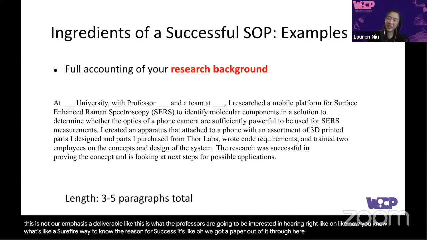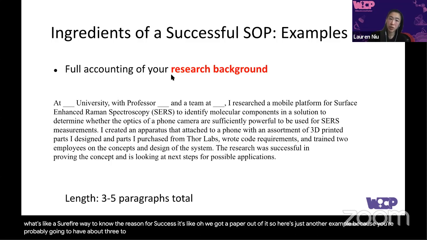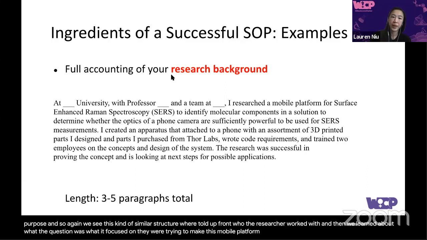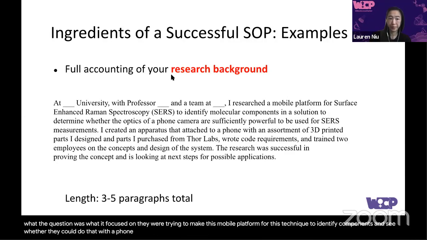So here's just another example, because you're probably going to have about 3 to 5 paragraphs of your research background. It's going to be the real meat of your statement of purpose. And so again, we see this kind of similar structure. We're told upfront who the researcher worked with, and then we learned about what the question was, what it focused on. They were trying to make this mobile platform for this technique to identify components and see whether they could do that with a phone camera.